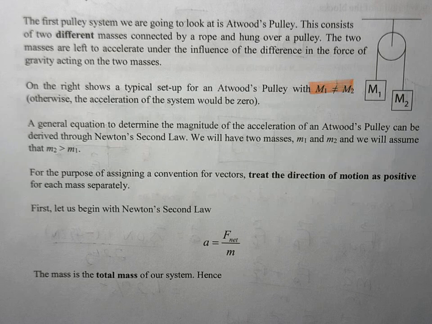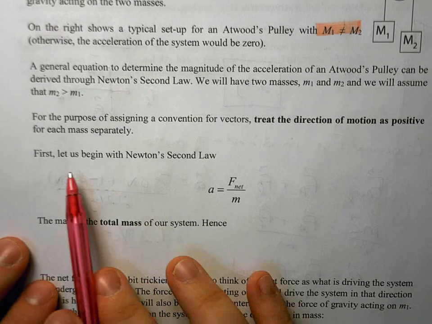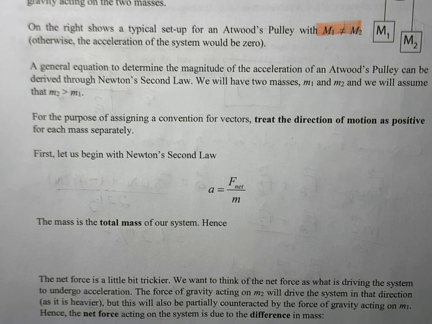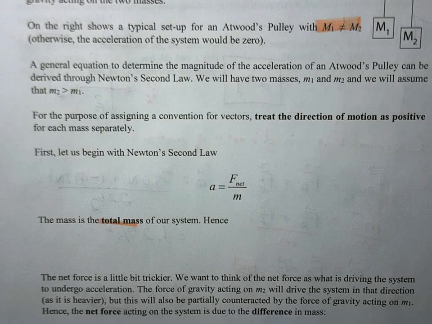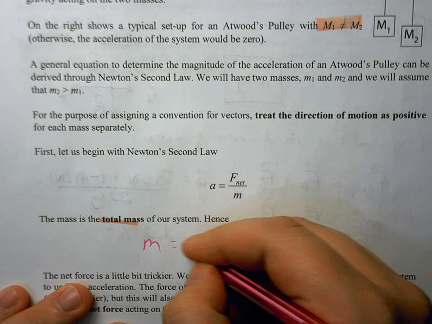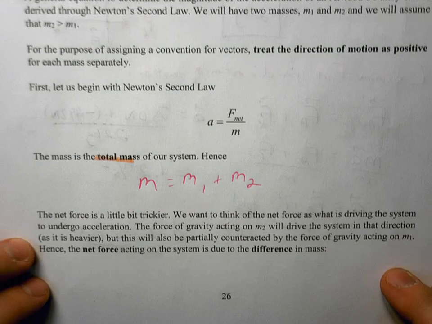So we're going to have two masses, M1 and M2. I'm going to just assume M2 is bigger than M1. It doesn't actually matter. You could say M1 is bigger than M2. The first thing that we want to do is begin with Newton's second law, or the acceleration is the net force divided by m. When we're dealing with mass, we're actually dealing with the total mass of the system. So the system being our pulley, the total mass is going to be m1 plus m2.